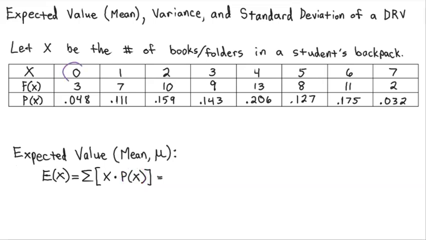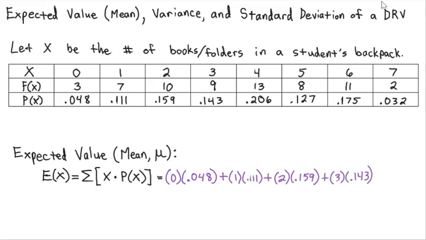And so here's how it goes. We're going to do 0 times 0.048. And then we're going to add. This sum symbol means add. So it's going to be 0 times 0.048 plus 1 times 0.111 plus 2 times 0.159. Okay? So let's go ahead and write this all out. Our first one is going to be 0 times 0.048, and then plus 1 times 0.111, then plus 2 times 0.159 plus 3 times 0.143.